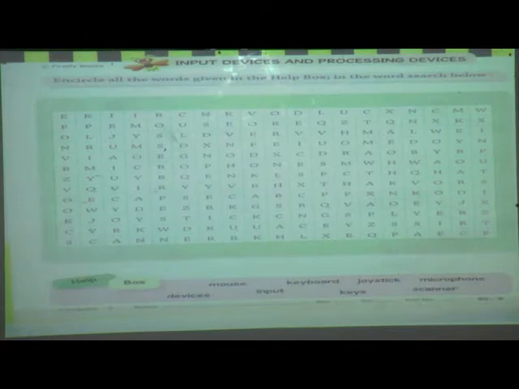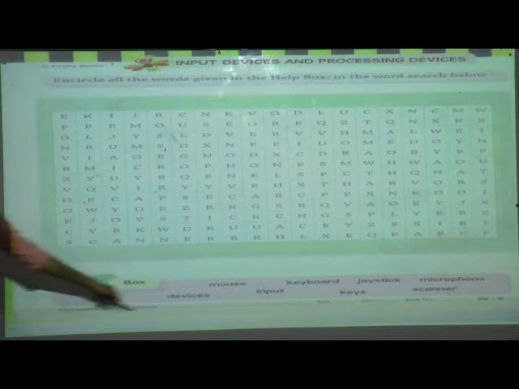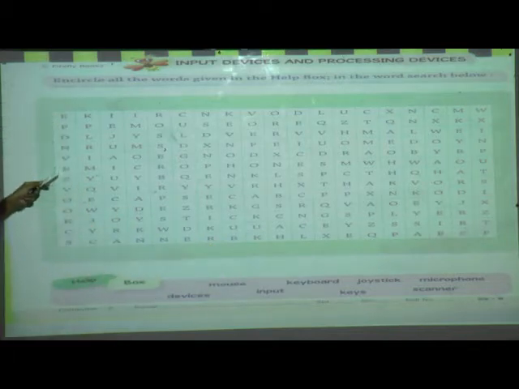Encircle all the words given in the help box in the word search below. It is a word search and a help box. We have to search these words in this search box. Okay, what is the first word?